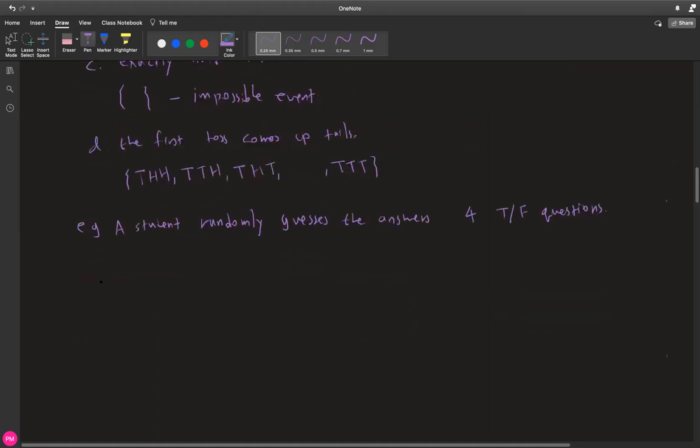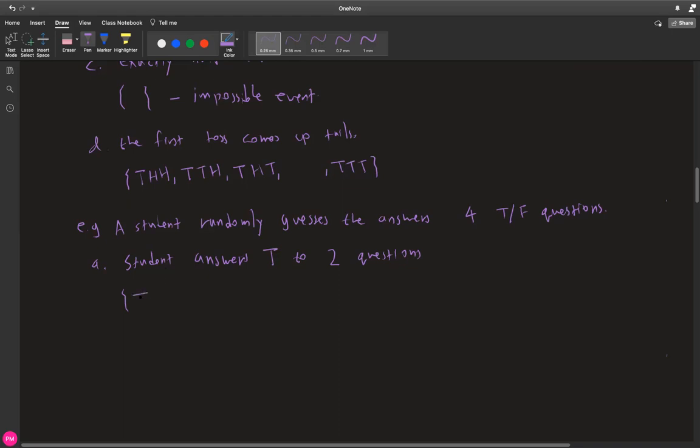We're interested in the following events. For the first one, the student answers T to 2 questions. Meaning that out of the 4 problems, the student chooses true twice, false twice.